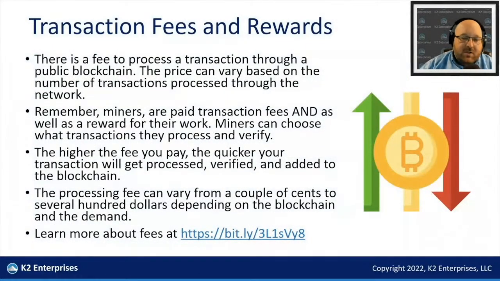Now, as I mentioned, you get the block reward, which is the big prize that everybody wants, but there's also fees to process these transactions as well. So there's a fee to move money through that public blockchain. The price to process that transaction is going to vary based off of the number of transactions being processed concurrently. It's a supply and demand thing, so if there's a ton of transactions that need to be processed, the price goes up. If there are less transactions to be processed and there's slack capacity, the price will go down.